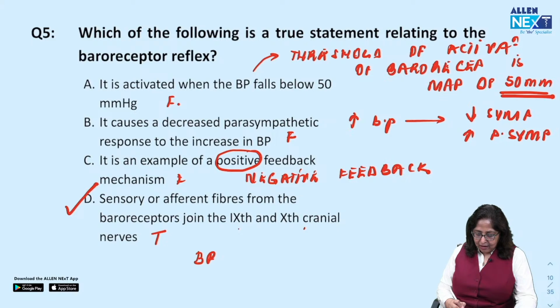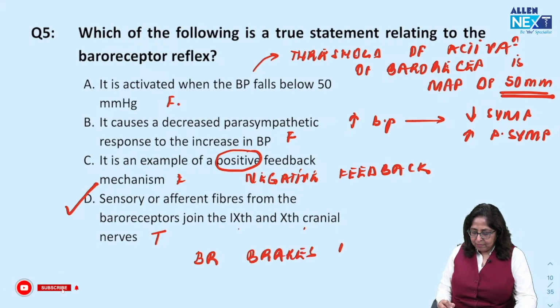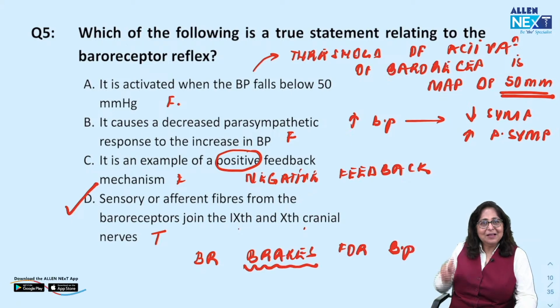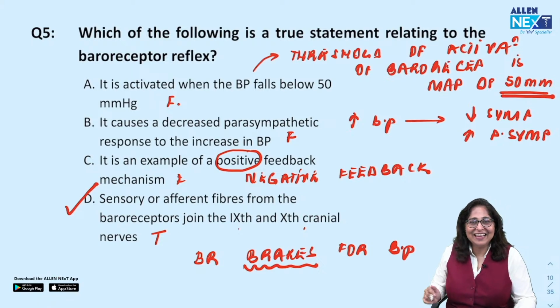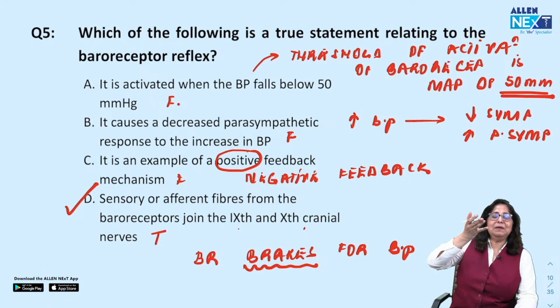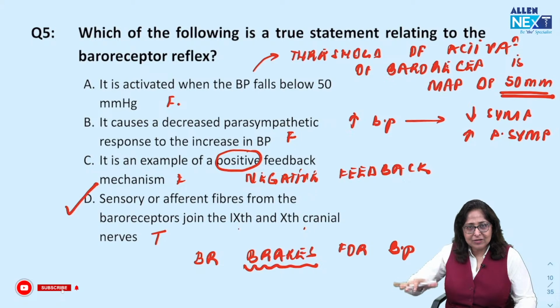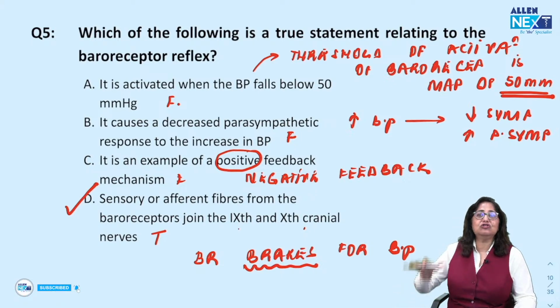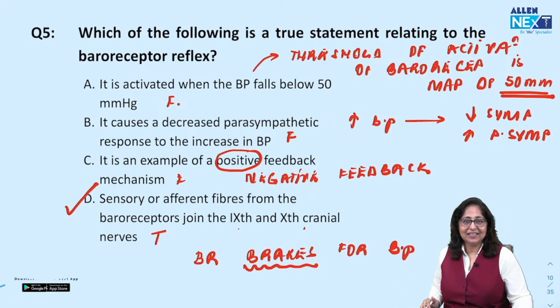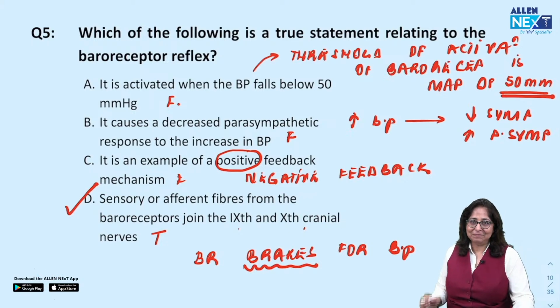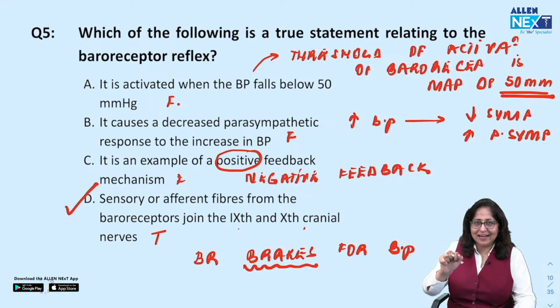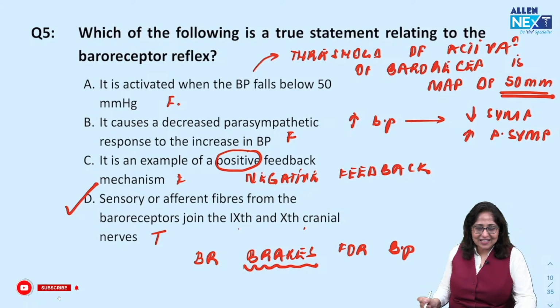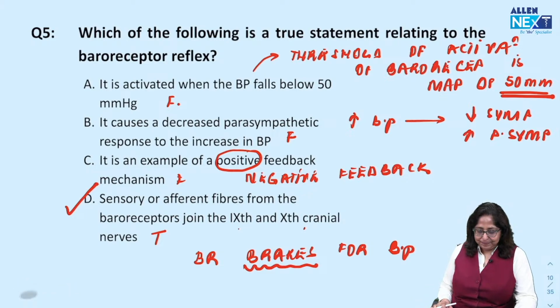Remember, baroreceptors are brakes for BP. What do I mean by that? Brakes for BP. We will apply a brake on BP. That is, if there is an increase in BP, baroreceptors will reduce the sympathetic discharge to lower the blood pressure. It is a brake for BP. Like a car is running and the brake is applied. Have you got it? So this is by decreasing the sympathetic discharge.